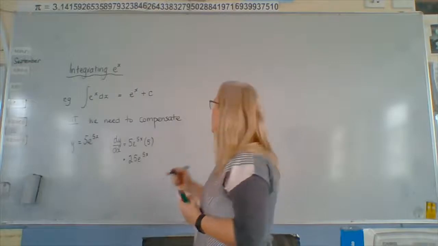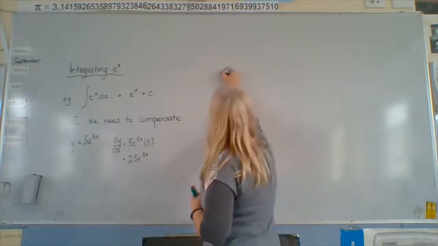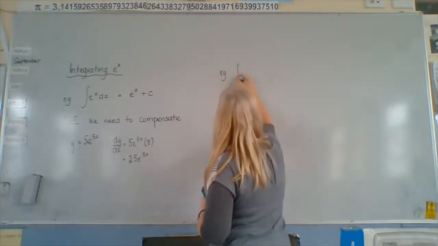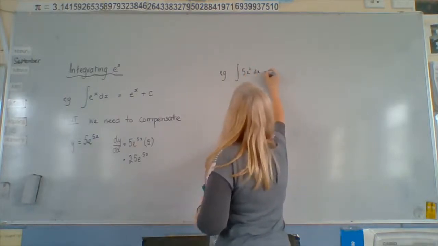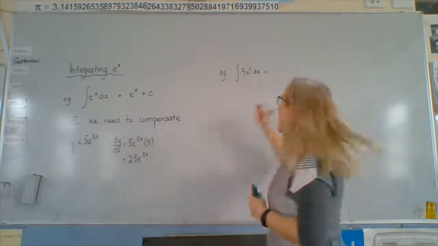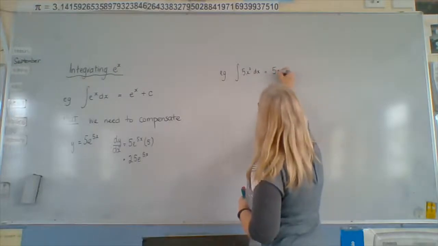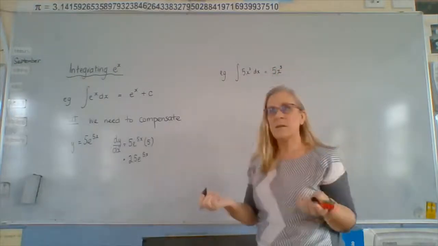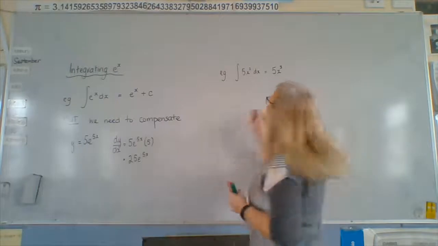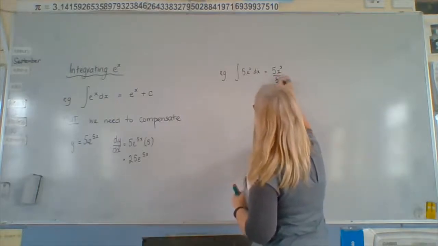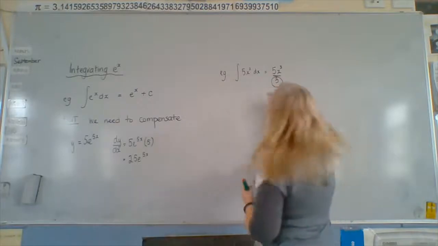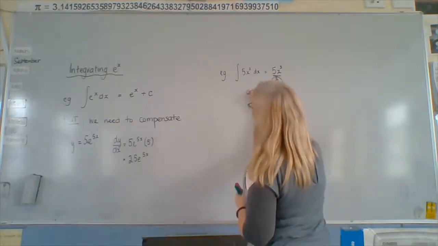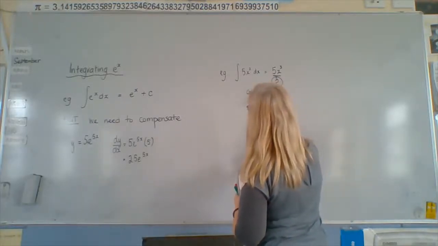When we were doing an integral of 5x squared dx, what did we do? We added to the power because we knew that's where it came from, and we divided by the new power. This bit here is compensating. All right? That's the compensating we're trying to get to terms with doing.